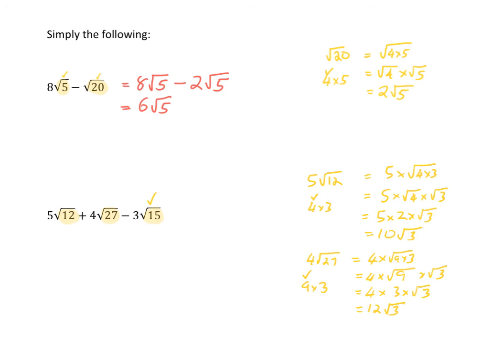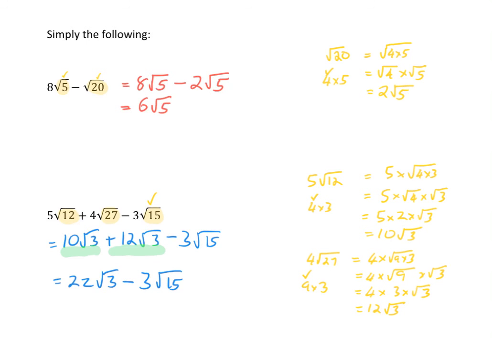And it's going to be 10 times the square root of 3 plus 12 times the square root of 3 minus 3 times the square root of 15. Looking for the square roots that are the same, and then adding or subtracting those numbers together. So 10 plus 12 is 22 times the square root of 3, subtract 3 times the square root of 15. And that is my simplified answer. So there are 4 examples of how we can add and subtract expressions involving surds.